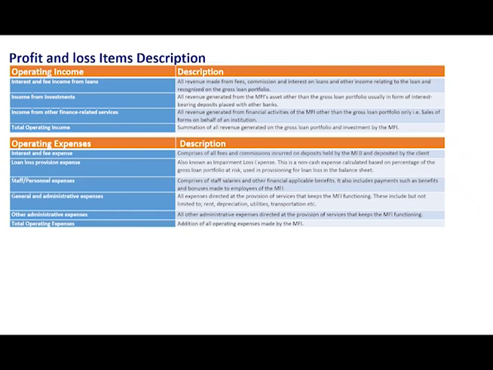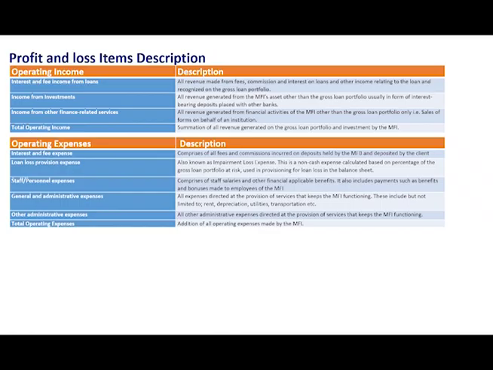General and administrative expenses. All expenses directed at the provision of services that keep the MFI functioning. These include, but are not limited to, rent, depreciation, utilities, transportation, etc. Other administrative expenses show all other administrative expenses directed at the provision of services that keep the MFI functioning. And finally, the total operating expenses. This shows the addition of all operating expenses made by the MFI.